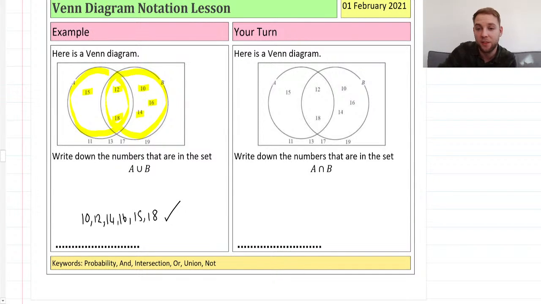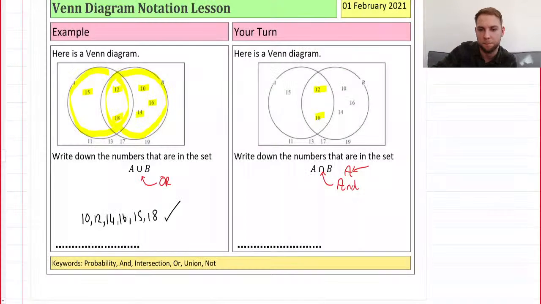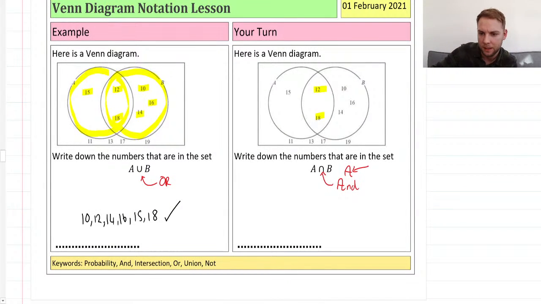Now for this one here, we want everything which is in A and B, which is going to be this middle part here. Remember that this here means or, which means they must be in both of them. And this here, the way I like to think about this is this here looks a little bit like an A for and. Okay, that's how I remember it. So this one here is going to be A and B. Which ones are in both of them? It's going to be 12 and 18.